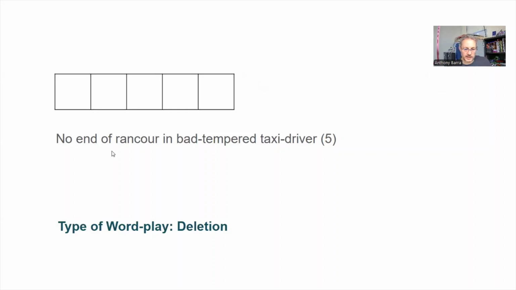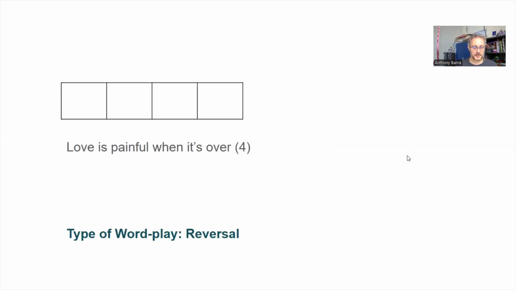No end of rancor in bad-tempered taxi driver. So the word rancor ends with the letter R. That means there's going to be no R in something. That means bad-tempered. And another way to say bad-tempered is crabby. But if you take the R out, because there's no end in rancor, which means delete an R, then you would get crabby turned into cabby, which is another way of saying taxi driver, our definition here. So part of solving these is figuring out which part is going to be the definition and which part has some sort of wordplay happening.